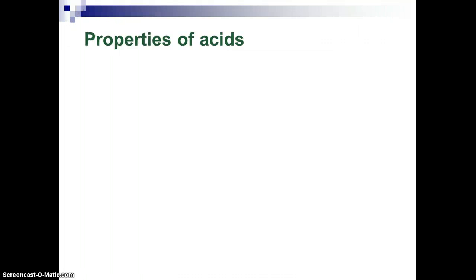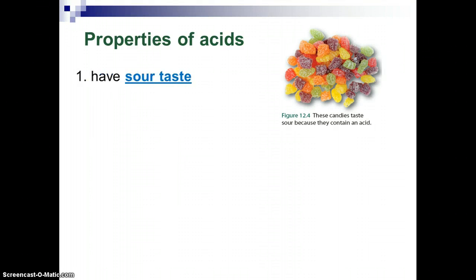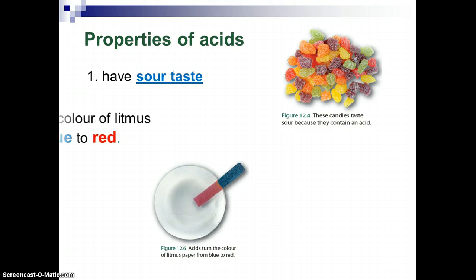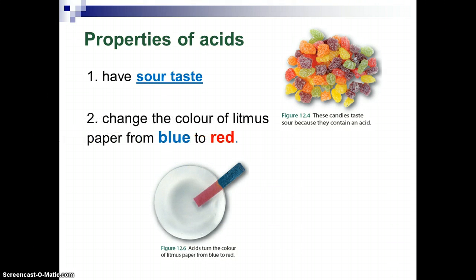What are the properties of acids? Well, first of all, they taste sour. Any food that tastes sour contains acid. They also change the color of litmus paper from blue to red.